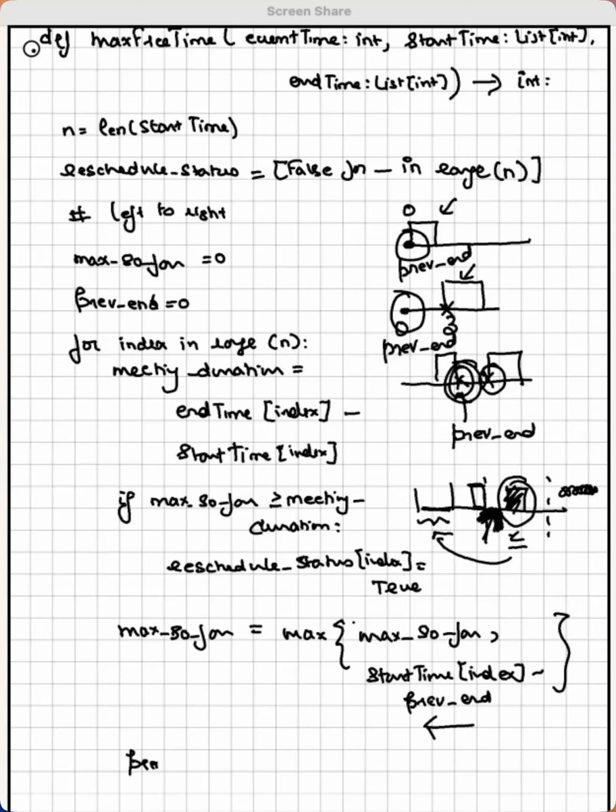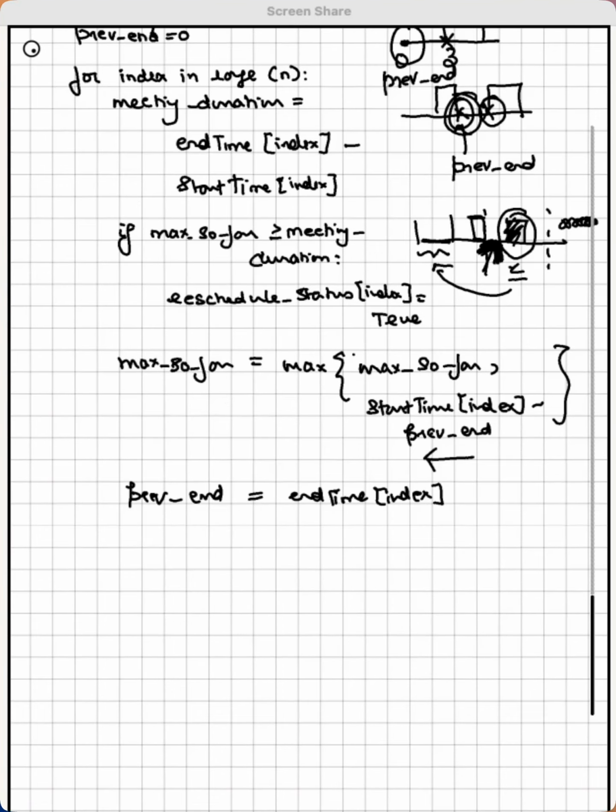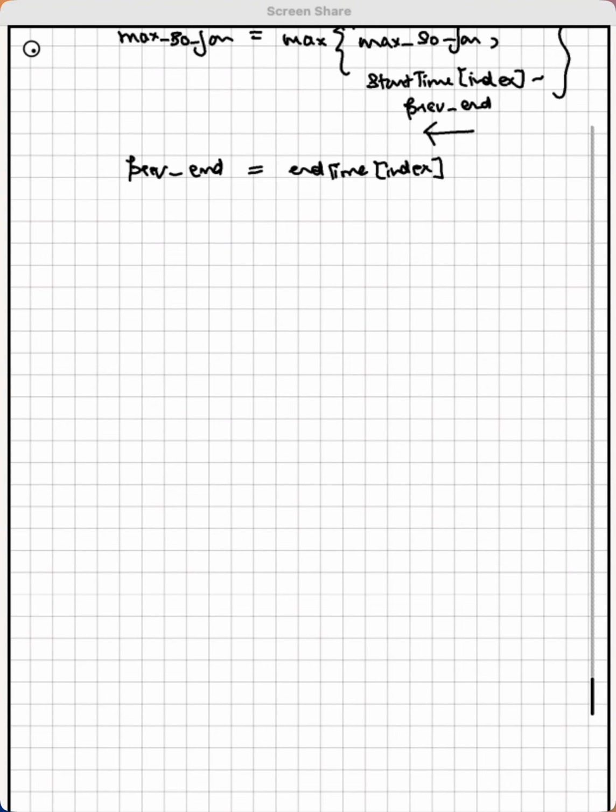And finally, my previous n should also get updated, so I get end time of index. Okay, so this is done for one direction. Now let's do the other way, which is right to left.